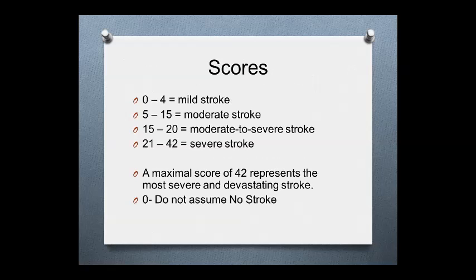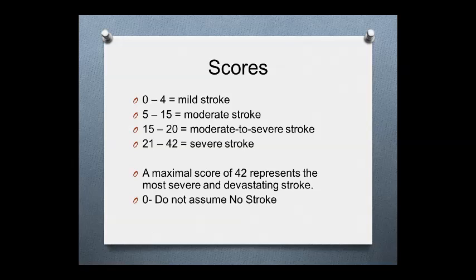When you score it, the higher the score, the worse the deficiency, and usually the worse the stroke. So if someone's stroke scale is greater than 20, they have a really concerning stroke. It is important to note that on this scale, it's reported that 0 to 4 is a mild stroke.